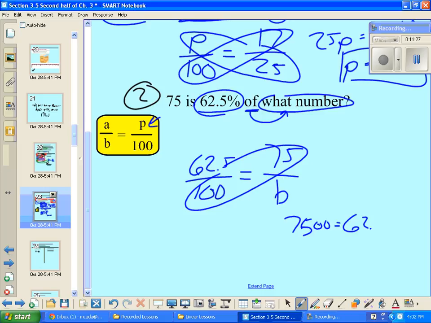62.5 times B will just give me 62.5B. And then I'm just going to divide both sides by 62.5. I don't happen to know that one off the top of my head, but I do have a calculator right here to help myself out. So 7,500 divided by 62.5 just gives me 120. So B equals 120.